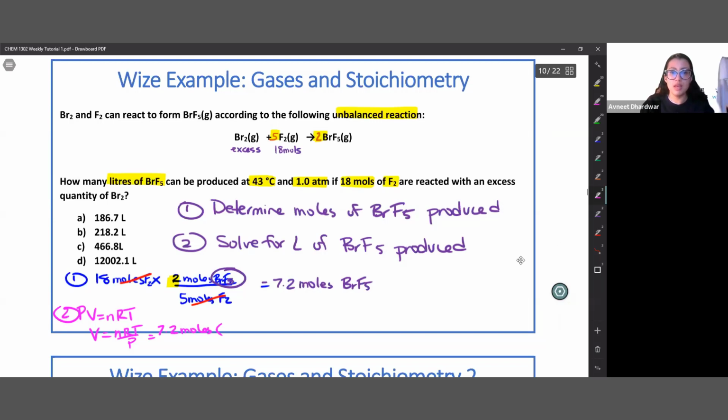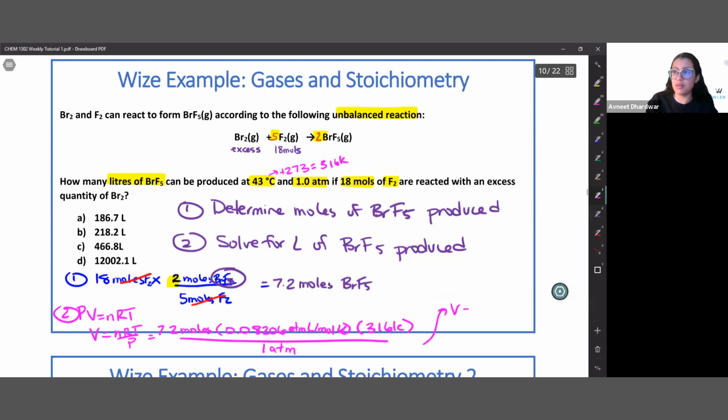R, well, R again depends on the pressure units. So here we're going to plug in a pressure that is in units of atm. So the R value we want to use is the one that has units also atm. So it's 0.08206 atm liters per mole K. Okay, the temperature, we want that also in Kelvin. So you're going to add 273 to get the temperature in Kelvin. So that gets you 316 Kelvin. And then you're going to divide by the pressure, which is 1 atm. And so the answer for the volume is 186.7 liters. So it'd be A.